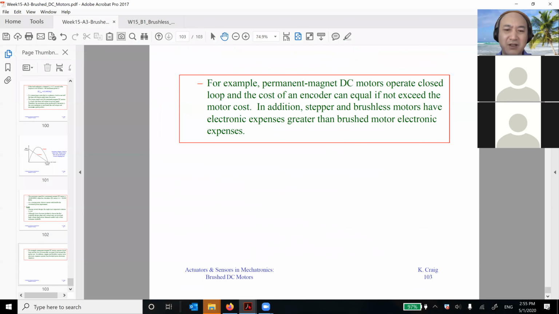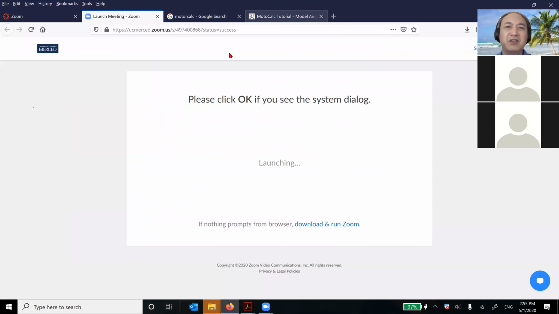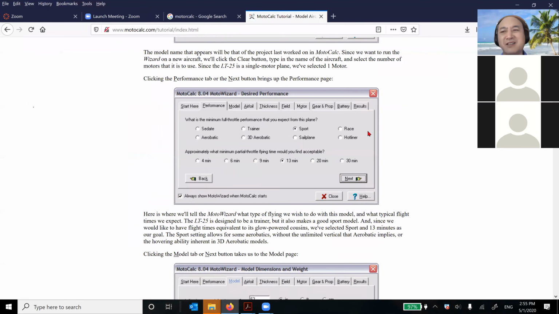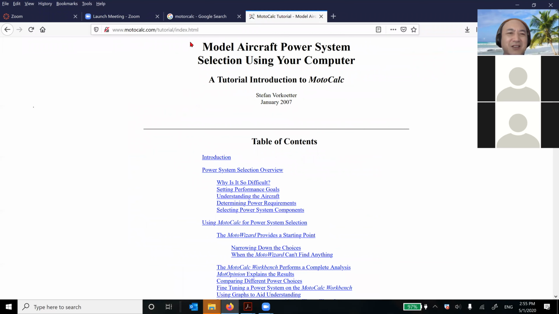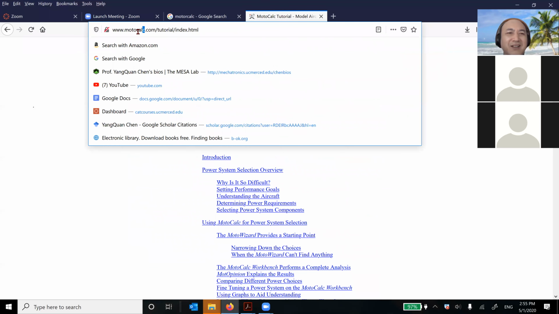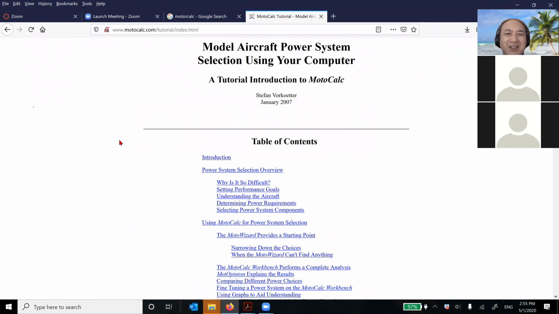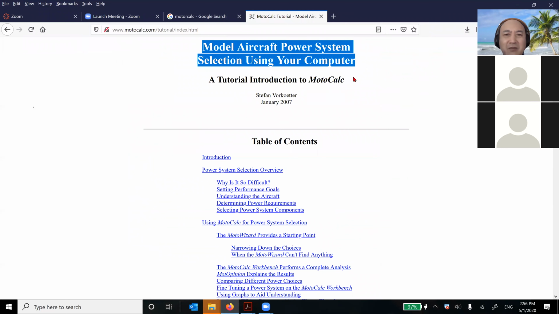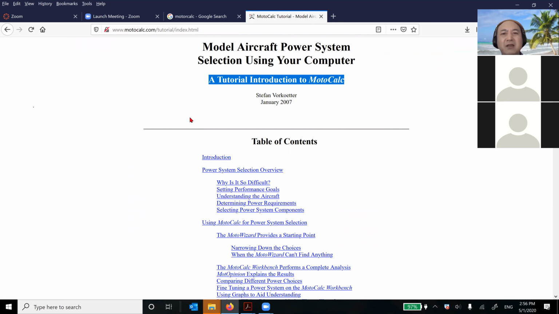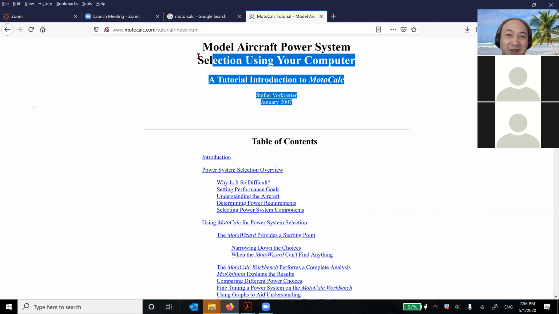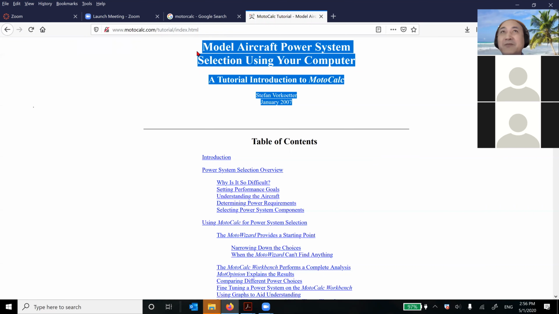And there is a very interesting website. It's called Motor Cuck. Do you see this, Motor Cuck? Okay, so it mainly focuses on model aircraft power system selection using a computer, motor calculation. How to choose the motors. But I have to tell you that in aircraft, they never use brushed DC motors. They usually use brushless.